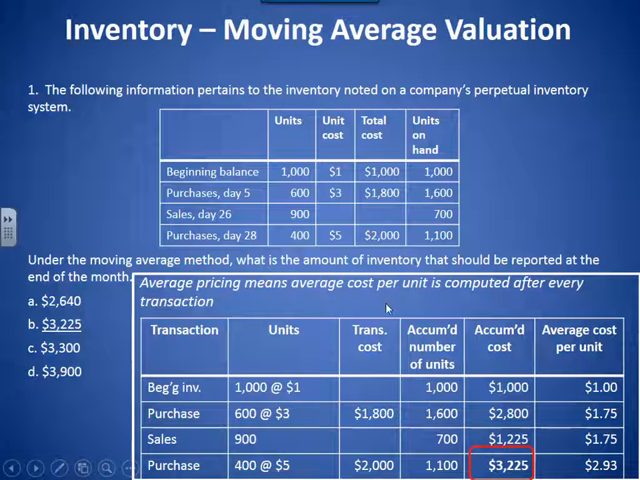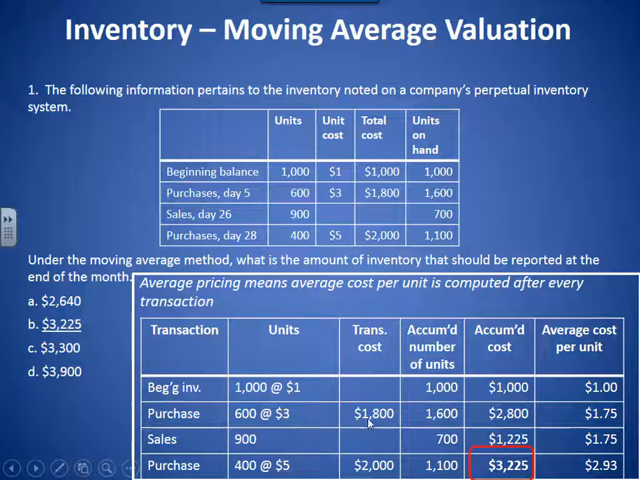So we start off with our beginning balance of 1,000 units, and they're worth $1 a piece. So we have 1,000 units. The accumulated cost is 1,000. So the average cost per unit is $1, as we would expect. We then go out and we purchase 600 units at $3 a piece.